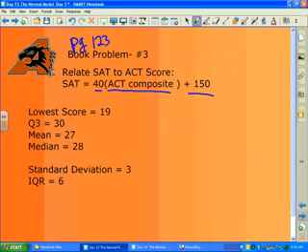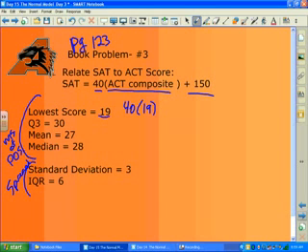Okay? So what's going to happen? We have a lowest score, a Q3, a mean, and a median. These are all measures of what? What kind of measures are those things? Measures of position. Very good. So these are all positional measures. What about those? That's measures of spread. Okay, so how would I figure out my SAT lowest score if the ACT composite was 19? What would I do? Yep, 40 times 19. Do I also add the 150? Yep, and that's how you get your answer.